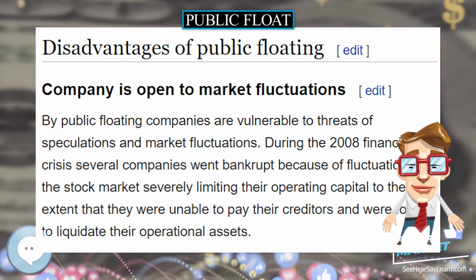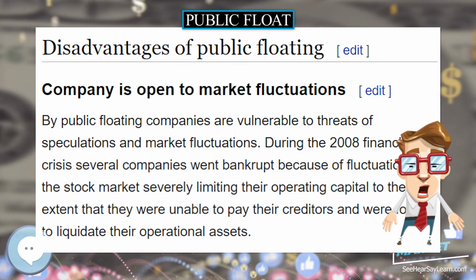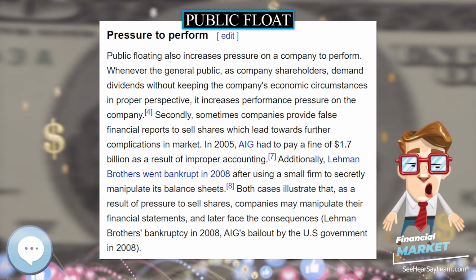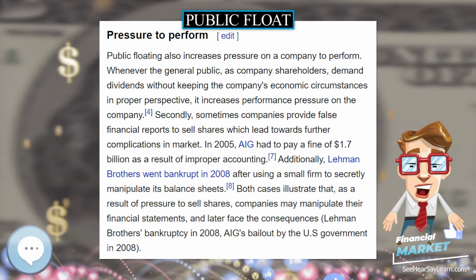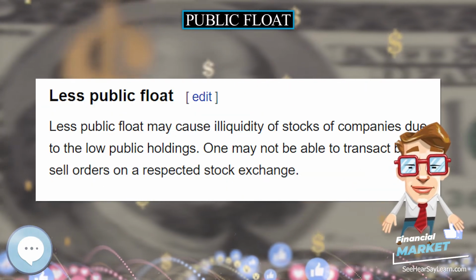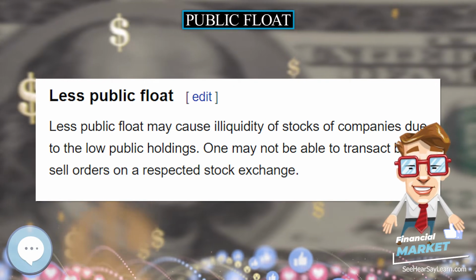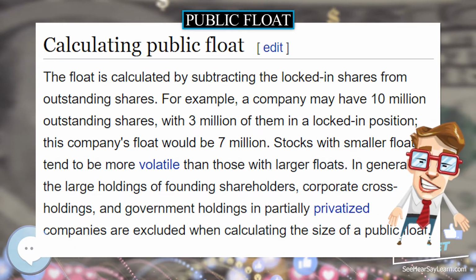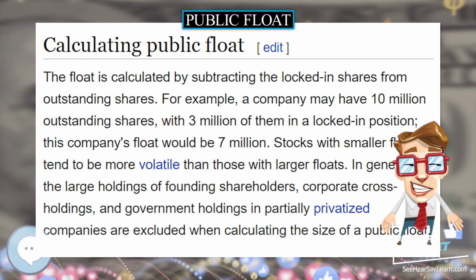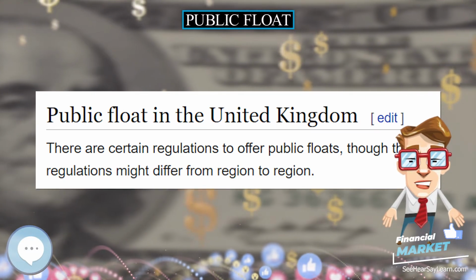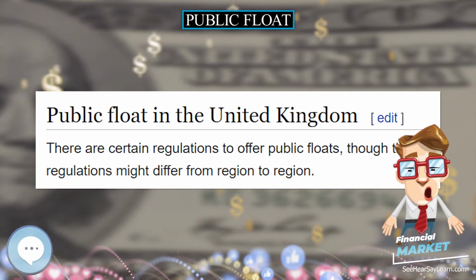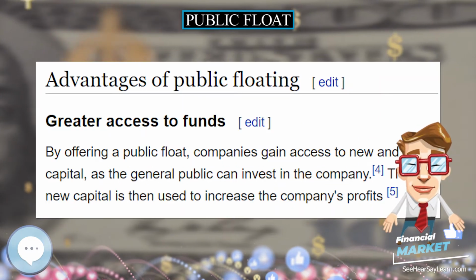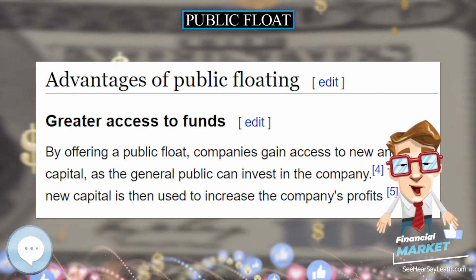Advantages of public floating. Greater access to funds. By offering a public float, companies gain access to new and large capital, as the general public can invest in the company. This new capital is then used to increase the company's profits. Opportunities to reduce debt. By public floating, a company gains access to interest-free capital as there is no interest to be paid on shares. Though a dividend may be involved, the terms of dividend liability are far more flexible than terms for loans. Along with this, shares are not considered as a debt and, by public floating, companies can reduce their debts, creating a better asset-to-liability ratio.